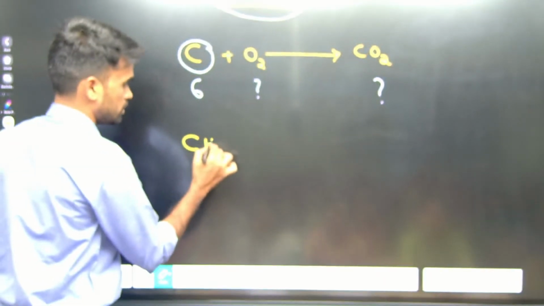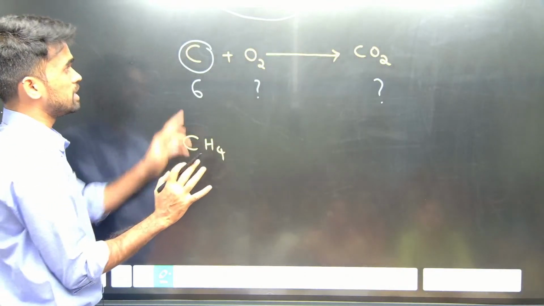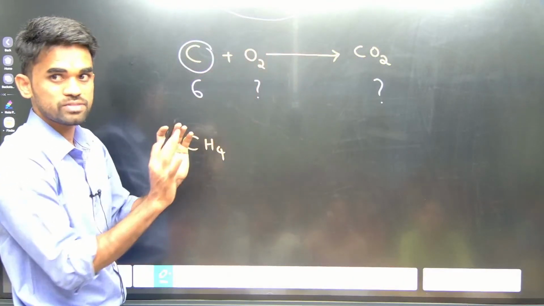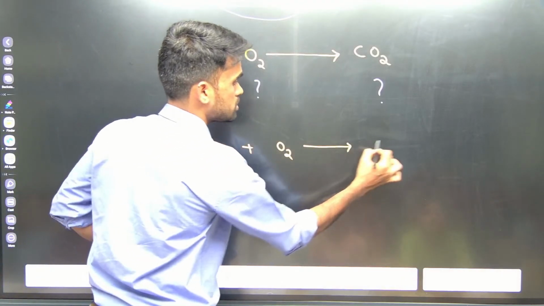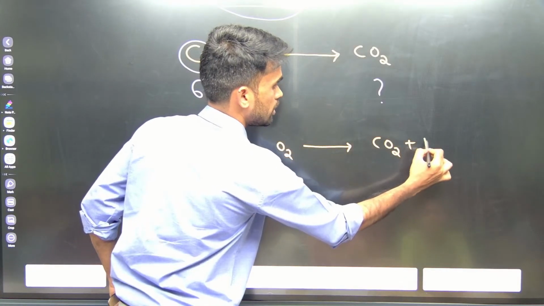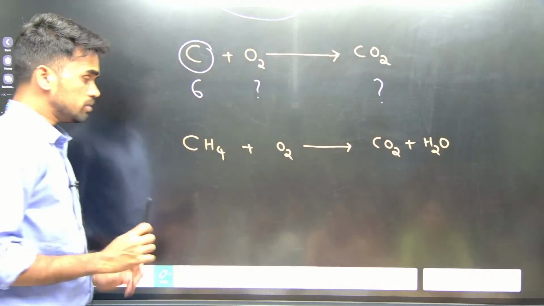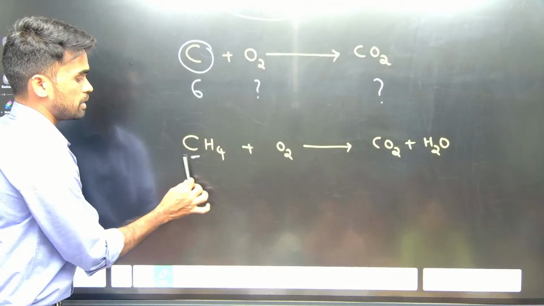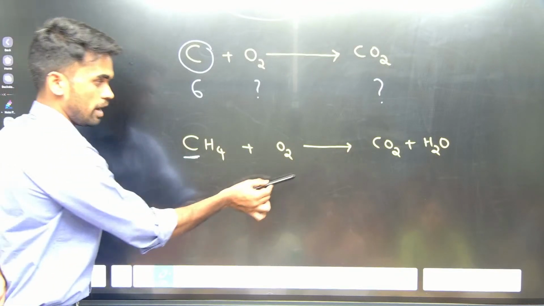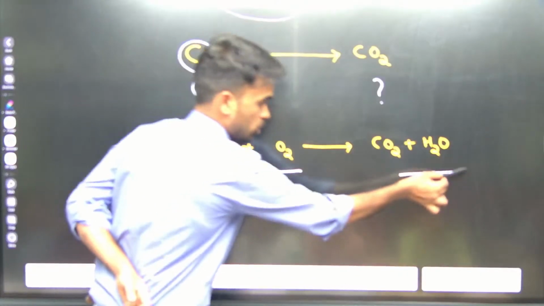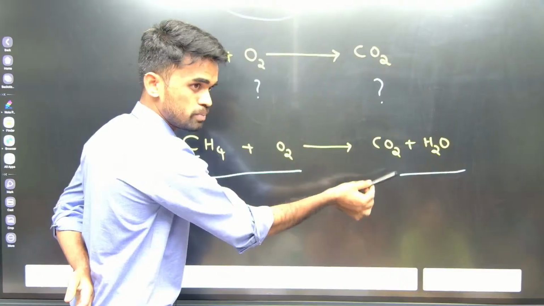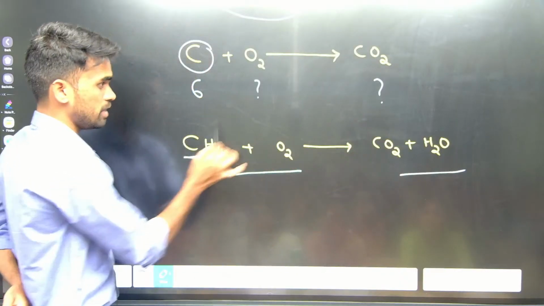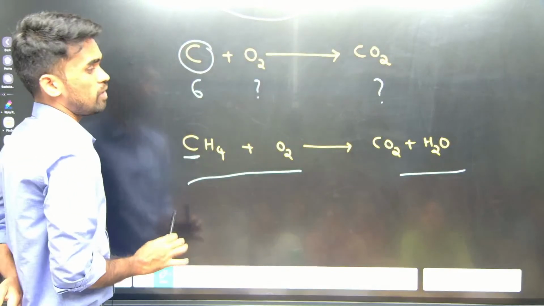See, for example, methane. Let us go with a very simple one first: C plus O2 gives CO2. This is a very simple reaction. Next, methane plus oxygen forms CO2 plus H2O. Now see how many carbons are there on the reactant side. This is the reactant side, this is the product side. Reactant side has 1 carbon, so the product side should also have the same number of carbons. Here 1, here 1. This is perfect.